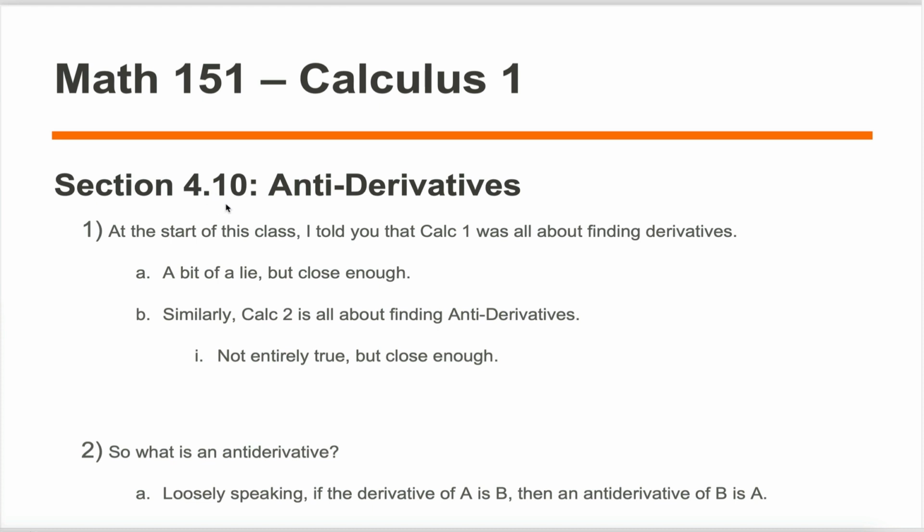The topic in 4.10 in our book deals with antiderivatives, which is kind of a fun topic and a very important topic. Because in much the same way that Calculus 1 is completely devoted to finding derivatives, it's a bit of an oversimplification, as we've seen, kind of a lie here, but hopefully close enough. Calc 2 is completely devoted to finding antiderivatives. Again, that's not entirely true, but there's at least some semblance of truth in there. Antiderivatives are going to end up being really important to Calculus 2, and in 4.10 we get introduced to antiderivatives.